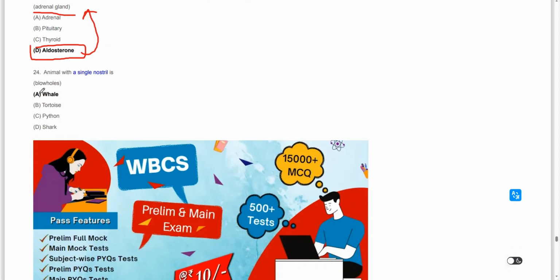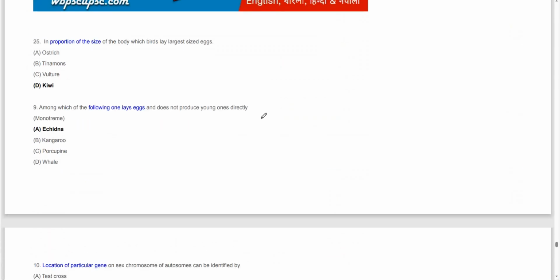The animal with a single nostril is the whale. Blue whales, actually. What else do we have? In proportion to the size of the body, which bird lays the largest egg? Kiwi. In proportion to its size, the kiwi lays the largest egg.